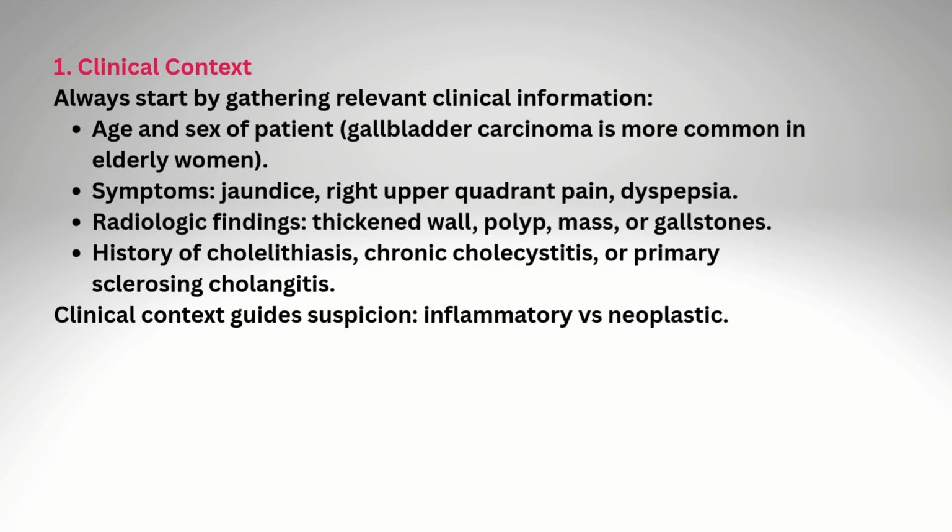So let's start. Clinical context should always be gathered: the age and sex of the patient, and the presenting symptoms like jaundice, right upper quadrant pain, etc. Radiological findings, which include thickened wall, polyp, presence of mass lesion or gallstones, and any history of cholelithiasis or chronic cholecystitis. All this clinical information should be gathered in a histopathology requisition form, which is filled in by the clinician himself.